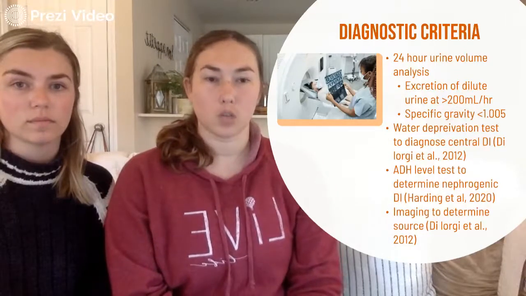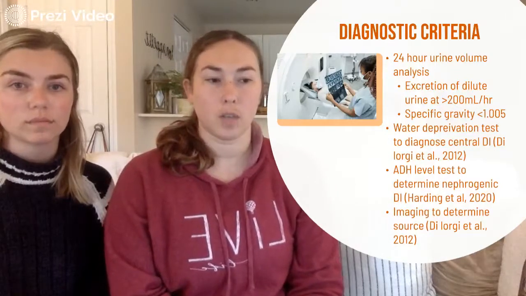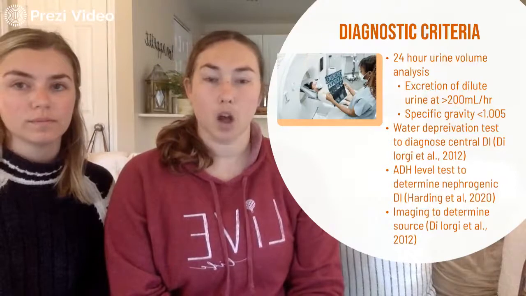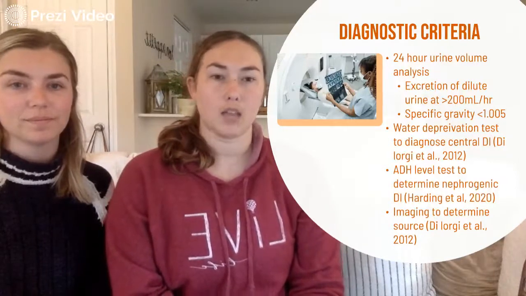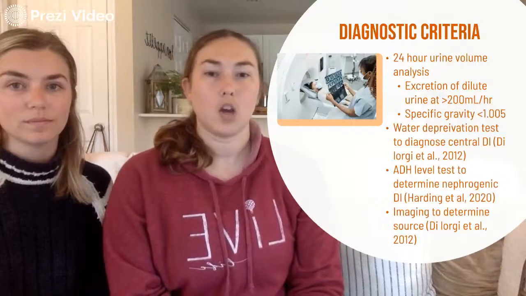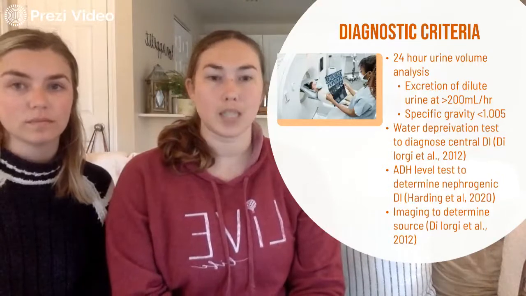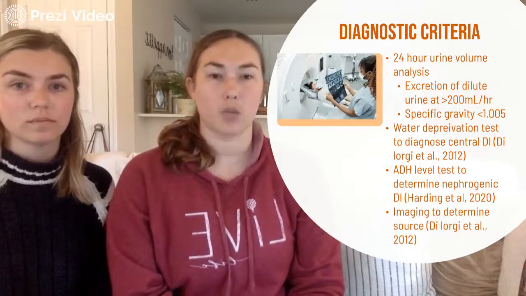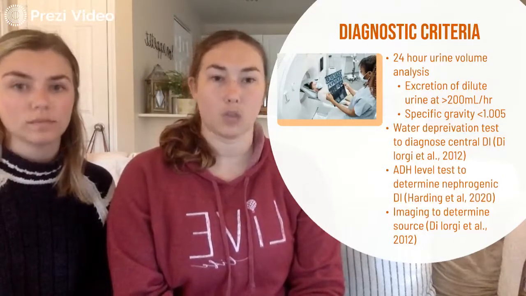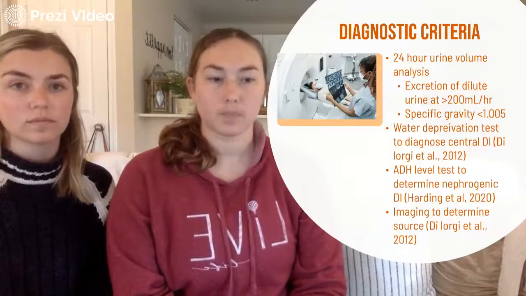ADH level tests can also be used to determine if it's nephrogenic. So the patient is given an analog of ADH, and then they relook at the concentration of the urine. If the urine remains dilute, then it tells you that the kidney's not responding to that analog of ADH, so the problem is most likely nephrogenic.